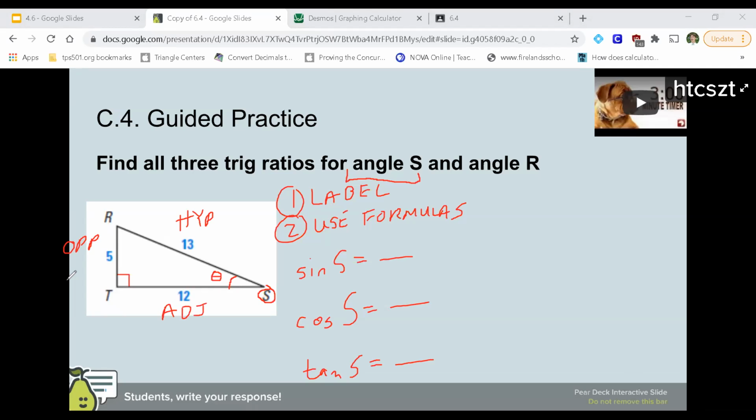Okay, now step 2, we got to use those formulas. Sine is opposite over hypotenuse, so it will be 5/13. Cosine is adjacent over hypotenuse, so it'll be 12/13. Tangent is opposite over adjacent, so it'll be 5/12. And then that's it. Done.